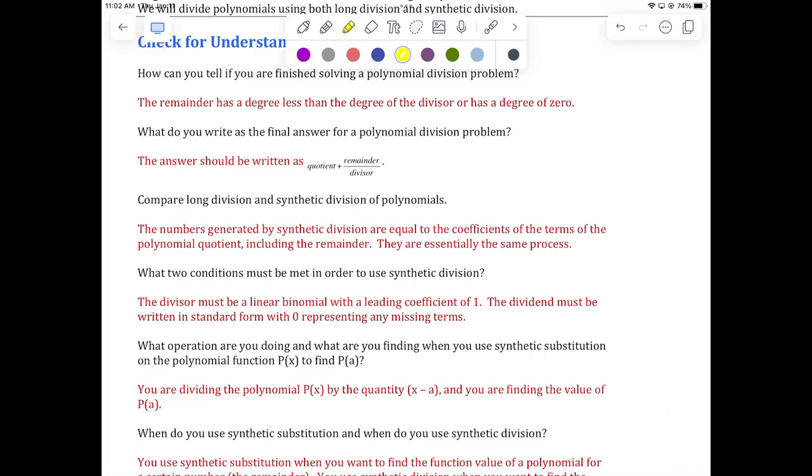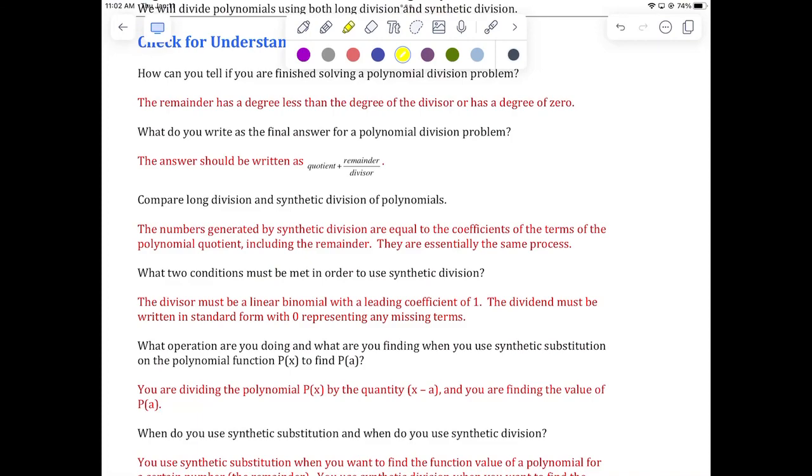Compare long division and synthetic division. The numbers generated by synthetic division are equal to the coefficients of the terms of the polynomial quotient, including the remainder. They are essentially the same process. They are, but the synthetic division process doesn't involve the x's, right? And it's a lot more streamlined. It's just multiply and add, multiply and add, multiply and add.